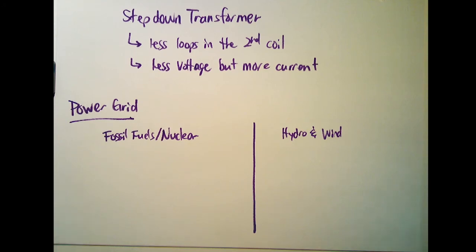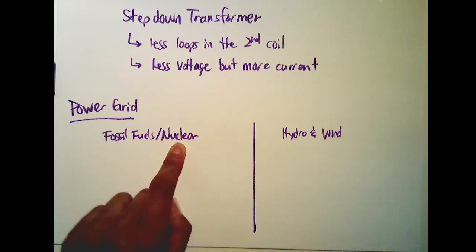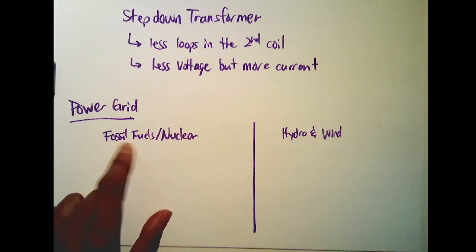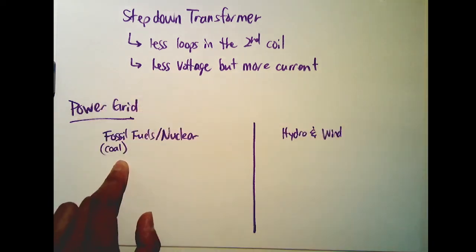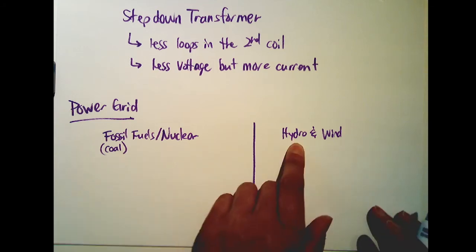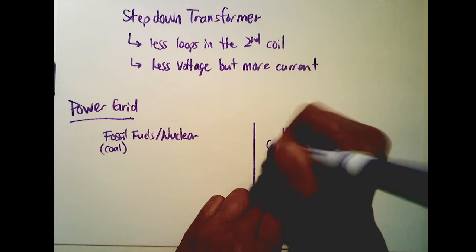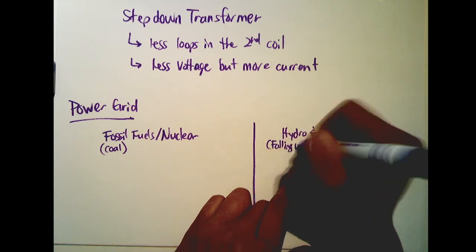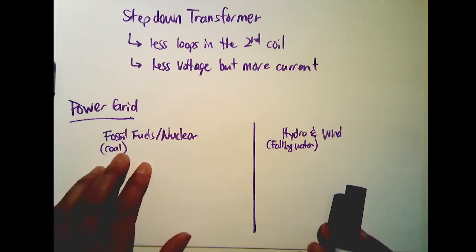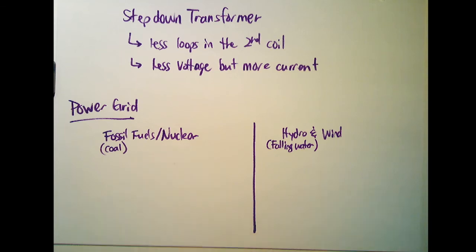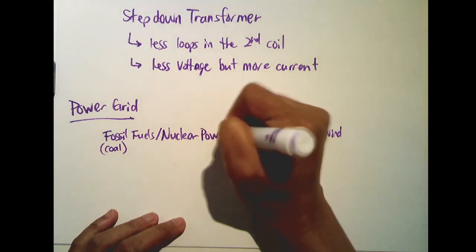Okay, so for our power grid, you have either a nuclear generating station or something that burns coal. All right, so the coal or natural gas also exists in Ontario. And then you have the hydro, which is falling water, like waterfalls, like Niagara Falls, and then the windmills. Wind and hydro directly turn the turbine, whereas for fossil fuels and nuclear power, they don't directly turn the turbine. So what does that mean?